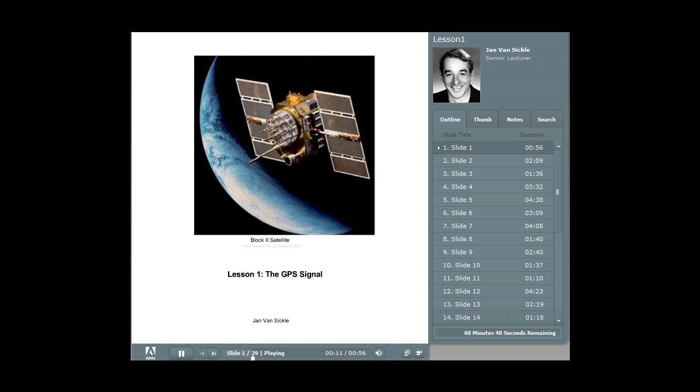First slide here is a Block 2 satellite, the majority, really, of the current constellation of GPS satellites. In this first lesson, we will be talking about the GPS signal. I think it's a good place to begin because it gives you a general idea of how GPS functions, how positions are derived from the system. This capability, of course, is at the heart of the application of GPS to various components.